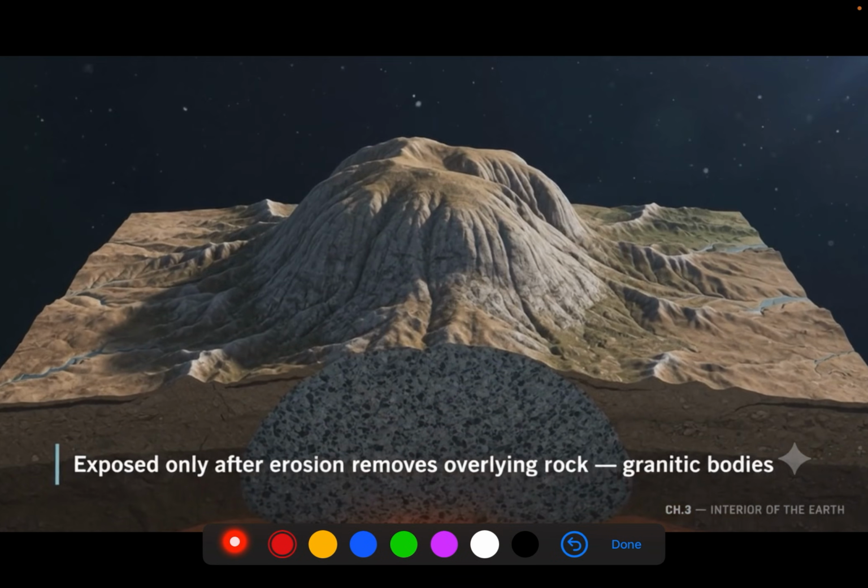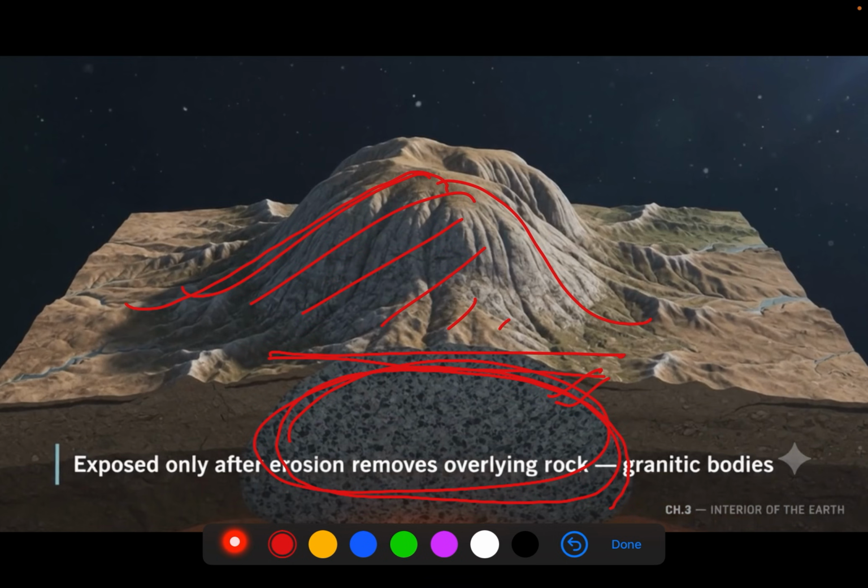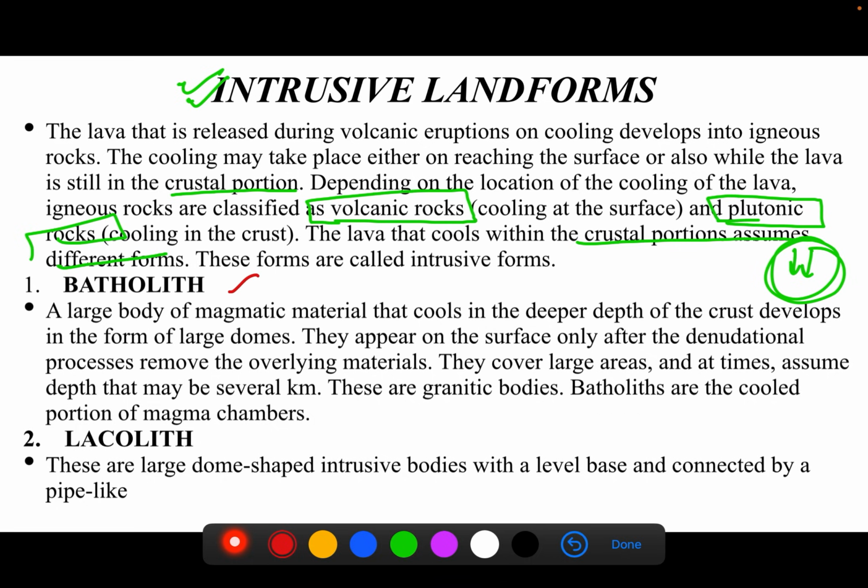Right, so you can see that this is the big batholith rock which is formed deep inside the earth. And when is this visible? This is visible only when this huge structure gets eroded over time, then only this rock becomes visible. Let's study about batholith now.